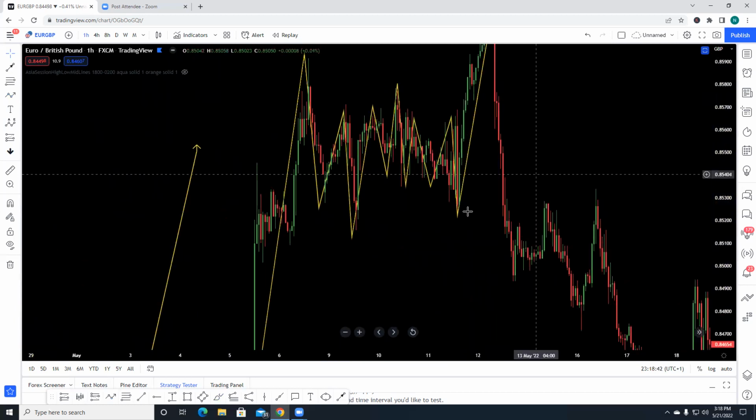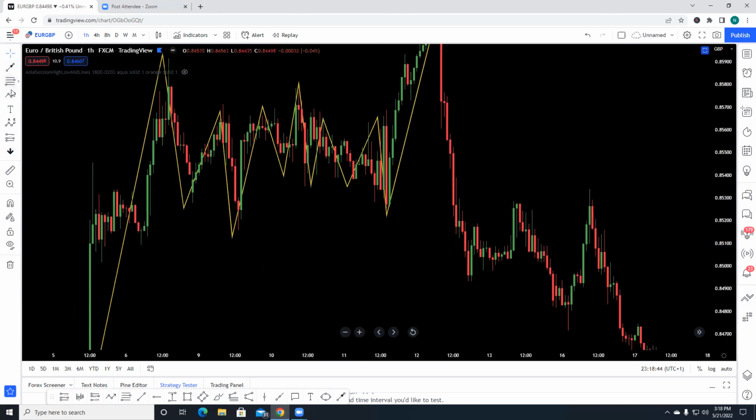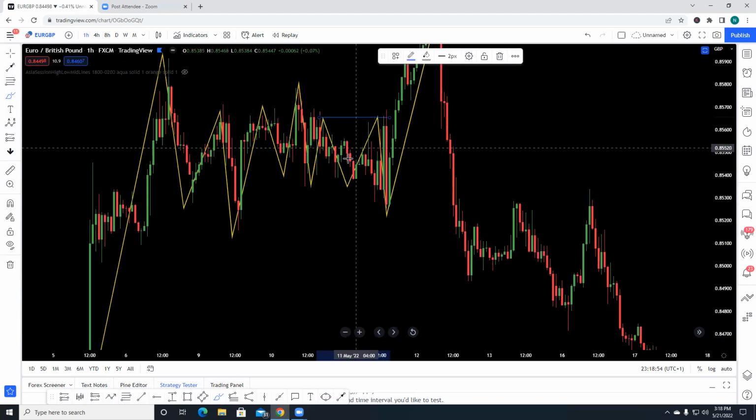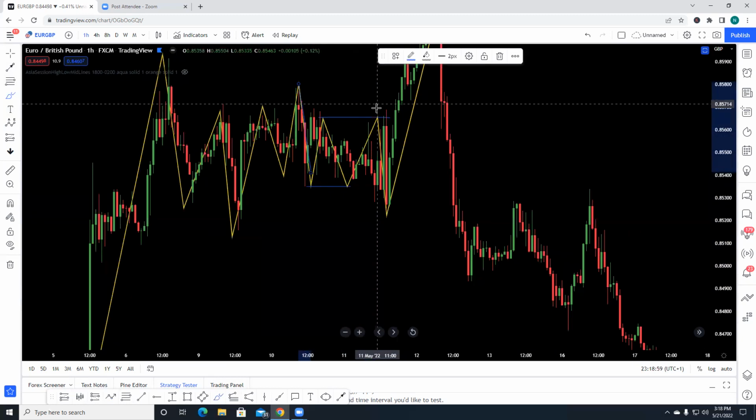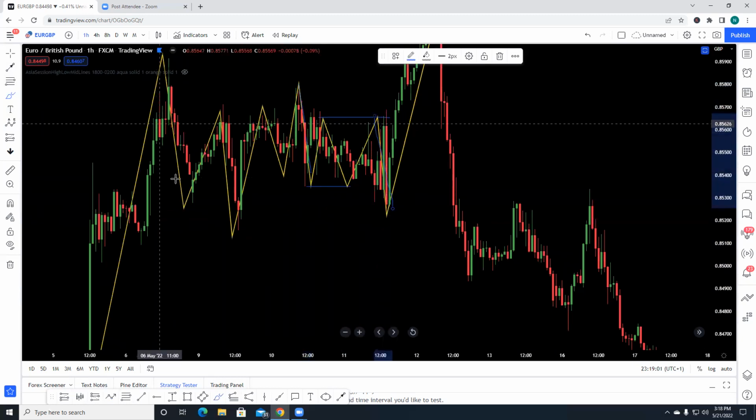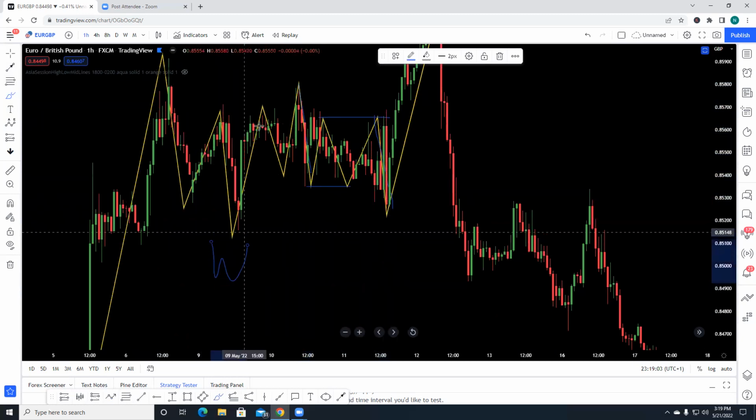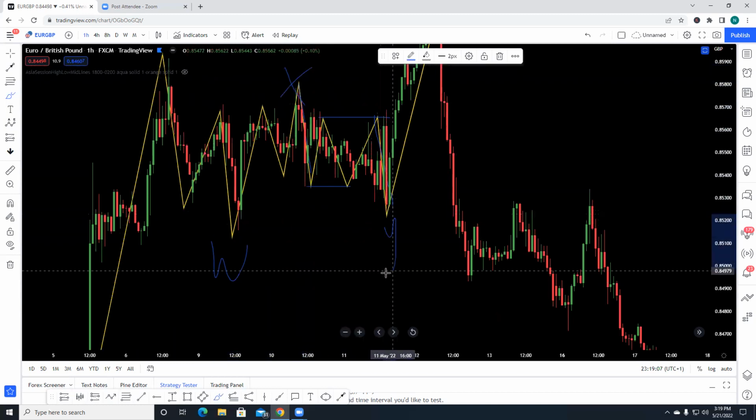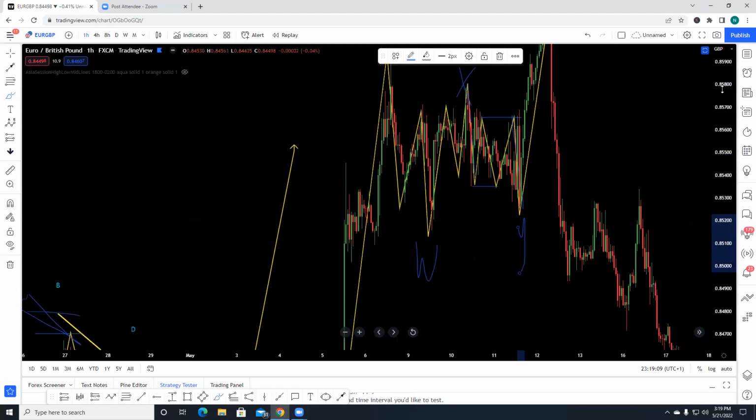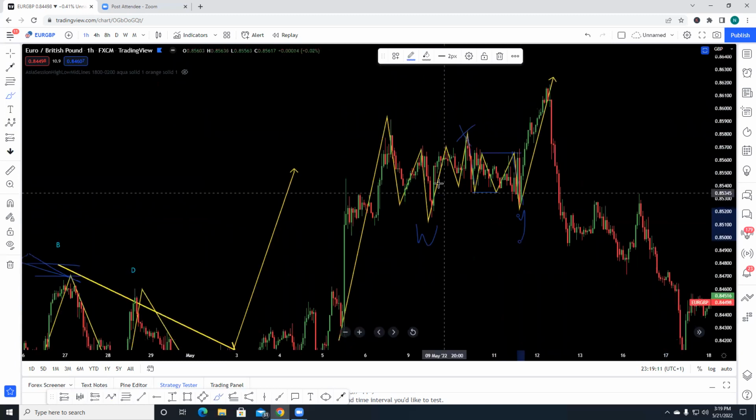Let me show you real quick. In the middle here, you have this little structure that connects this move. This move down is being connected by this move, this one here in the middle. So you have this move, you have this move. That's a complete structure. So three waves down, W, three waves up, X, three waves down, Y. This is a WXY structure. And after that, you have a move to the upside.